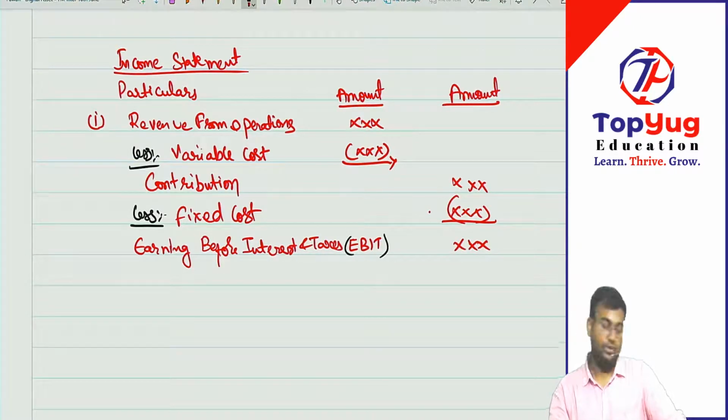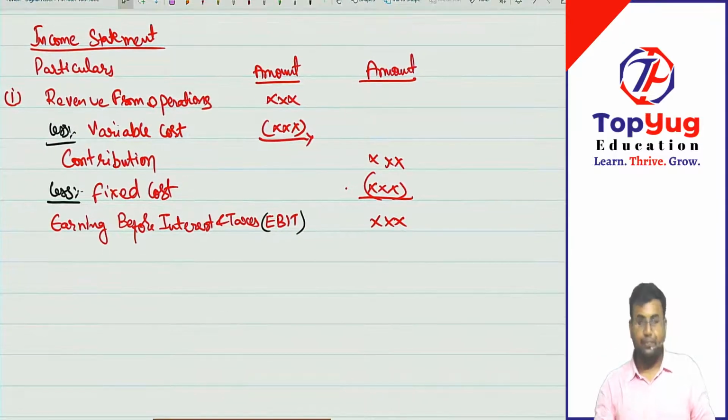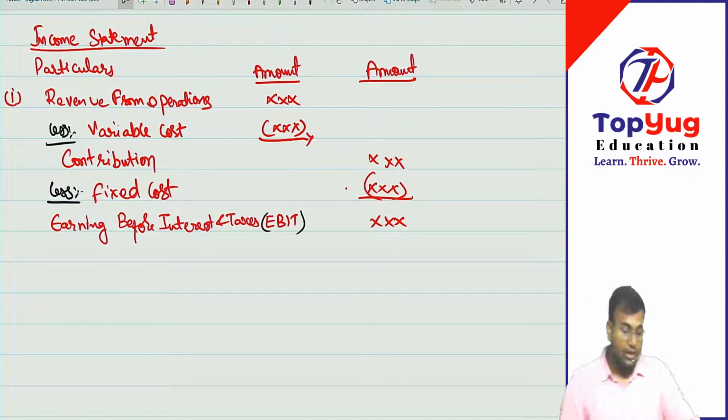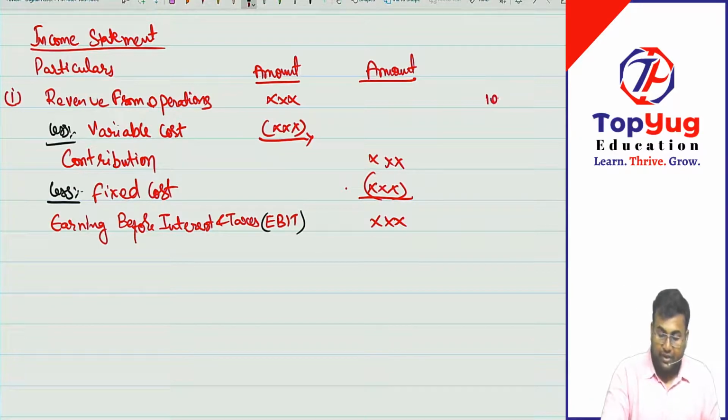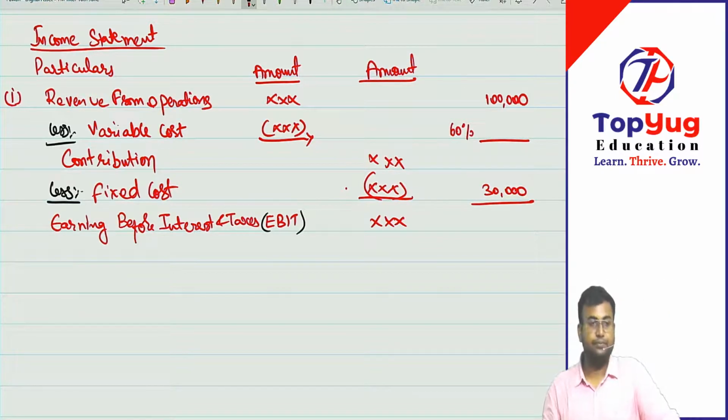Yes, sure. I'm not completing this statement right away. I actually want to mature you into the same concept. Just let us give one example. My sales is, suppose say, 1 lakh. Variable cost is 60%. Then my fixed cost is 30,000. Can somebody tell me how much is my EBIT?